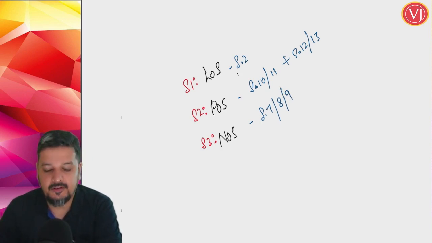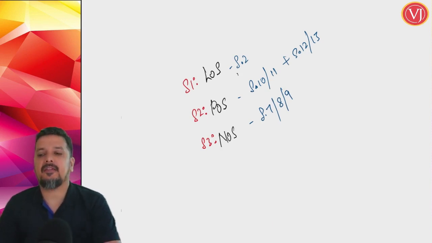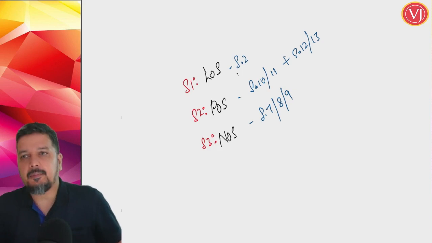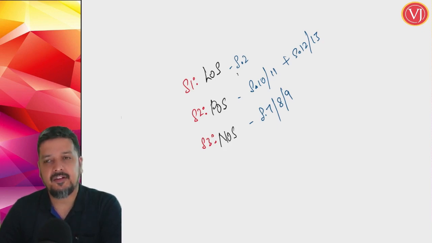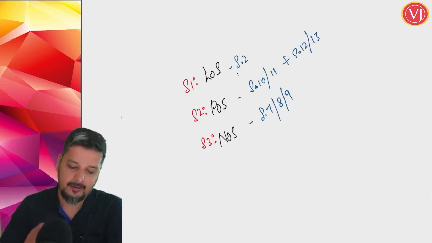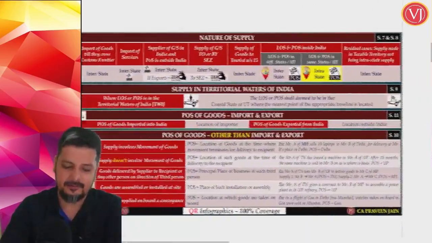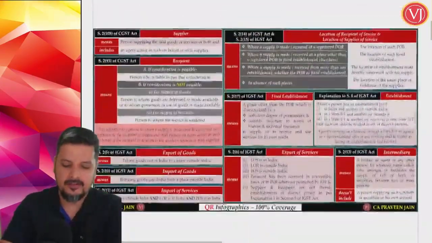So, when you talk about the three-step process for finding out the nature of supply, it means whether it is interstate supply or intrastate supply. First step is location of supplier, second step is place of supply, then evaluate both, then finally find out whether it is interstate supply or intrastate supply. This is a three-step process to find out the nature of supply. First, we'll see the first step. How to find out the first step.